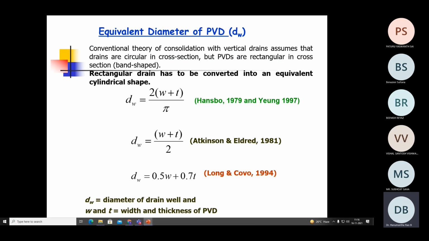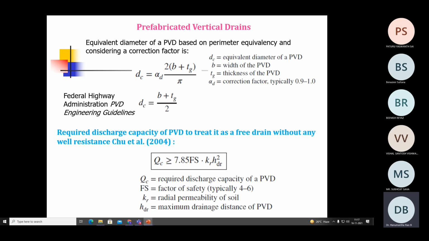We were also discussing the equivalent diameter of the PVD. I also told you there are several varieties of formulas available. Depending upon the origin of the country and the overall performance, several people have proposed different equations. So you can go through any book or you can use any of these equations. Then there is the equivalent diameter of the PVD based on perimeter equivalence, which we did not discuss. This is the equation that you can use, based on the perimeter equivalence, to determine the equivalent diameter of the drain.